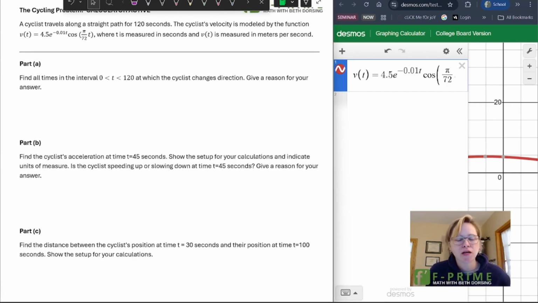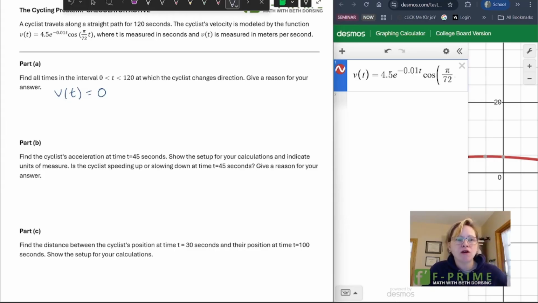Give a reason for your answer. Now, as I think about this, I need to think about, okay, when do I know that something changes direction? Well, in order for anything in motion to change direction, to turn around and go the opposite way, it has to stop first. So the first thing I'm going to look for is, do I see anywhere where the velocity is equal to 0?